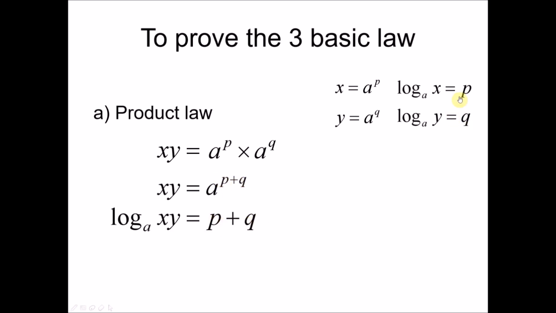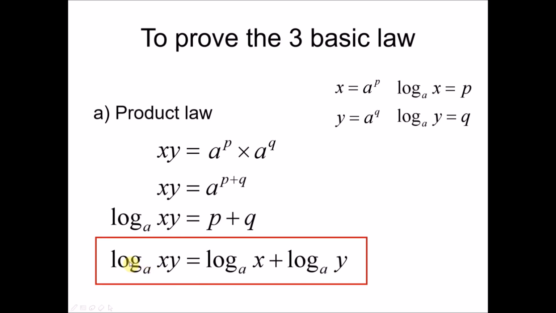And now remember this p here is log base a of x, and q here is log base a of y. So we can rewrite p and q by using these log base a values, where p is log base a of x, q is log base a of y. So now you get the product law, which states that log base a of x multiplied with y equals log base a of x plus log base a of y.